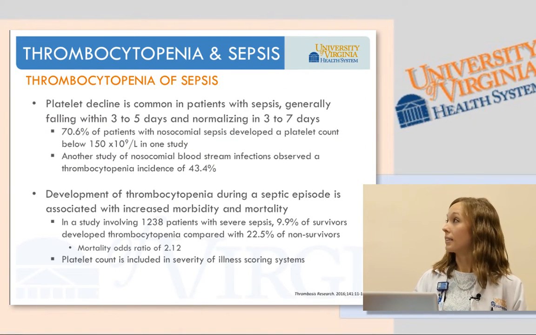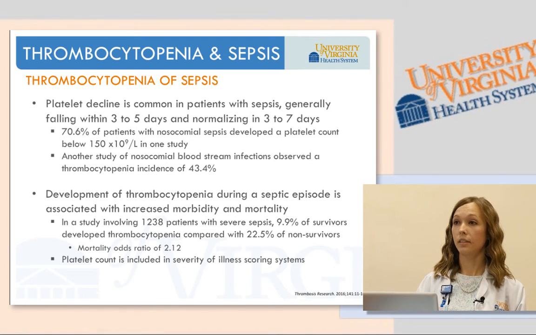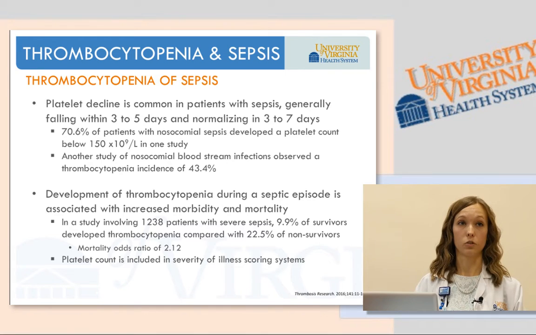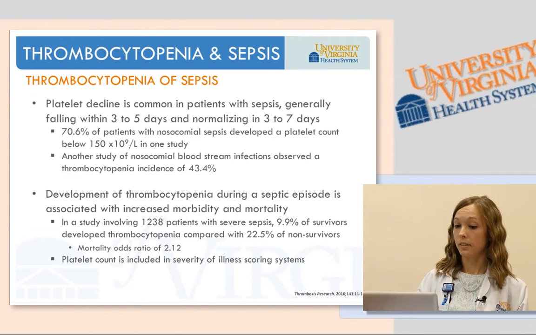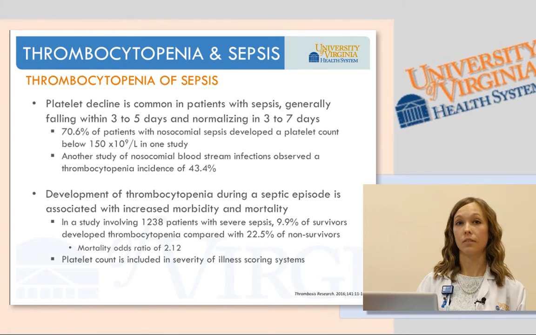Now we know that platelet decline is something that happens very frequently in our septic patients. There are studies that cite up to 70% of patients with sepsis are going to experience a platelet count less than 150,000. Platelet count typically starts falling within 3 to 5 days of developing a new septic episode and ends up normalizing in about 3 to 7 days once we start gaining control of that underlying condition.